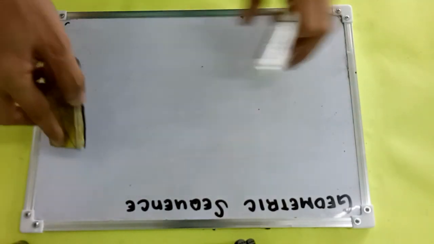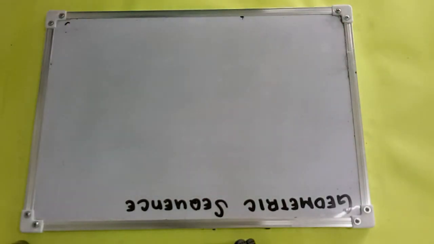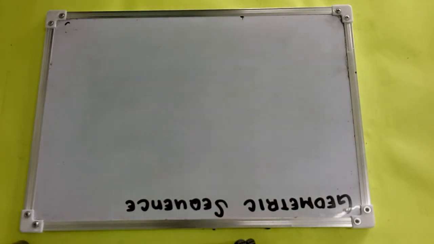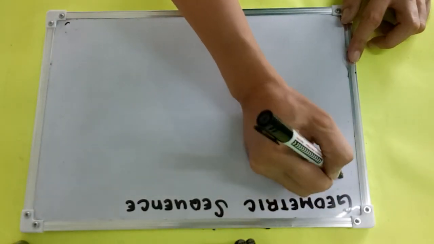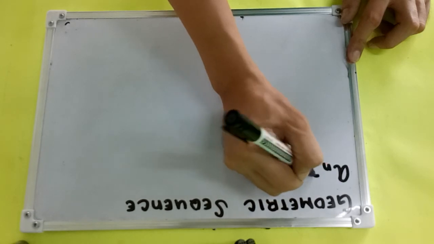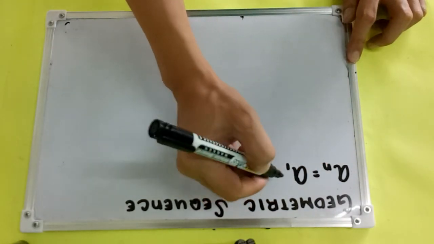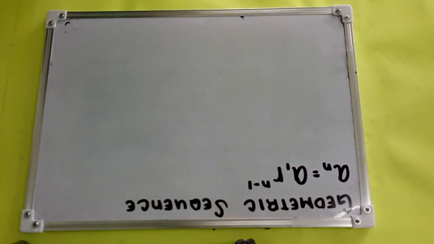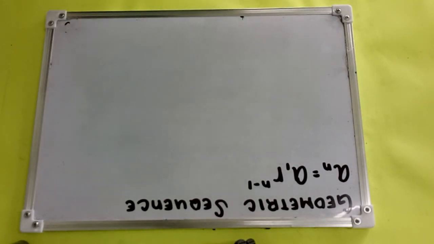Next, how can we identify the nth term of a given geometric sequence? So we will use the formula a sub n is equal to a sub 1 multiplied by r raised to n minus 1. So for geometric sequence, that is the formula to find the nth term.